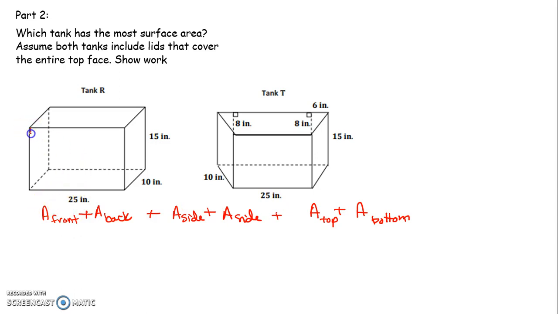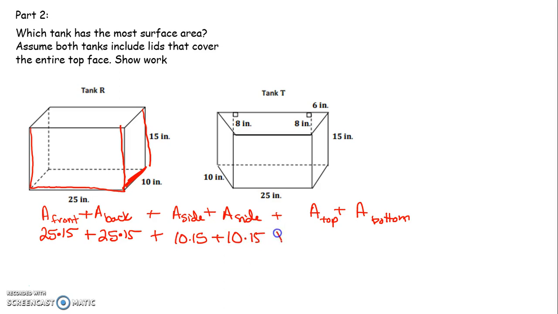So for the front face, the area of the front face is 25 by 15, 25 times 15. The area of the back, therefore, will also be 25 times 15. The area of this side face is 10 by 15. So the other side will also be 10 by 15.